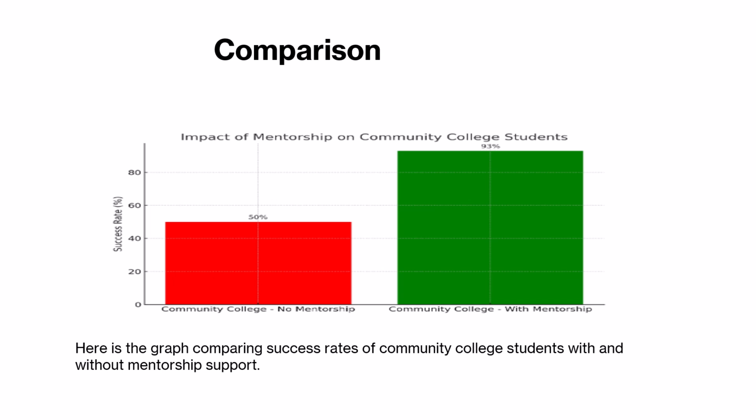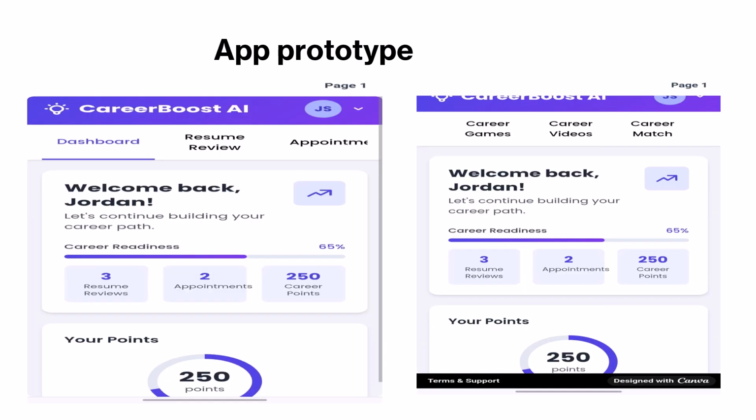Here we can see a comparison between the students who have mentorship and who don't have mentorship. If we compare the first one in community college, the student who doesn't have mentorship, the rate is 50%. On the other hand, where the students have mentorship, their success rate is up to 93%. It's completely double. So that means mentorship really does matter. That's how we are trying to build this app, where the student will get proper guidelines according to their interest and their knowledge. Let's go to the next slide.